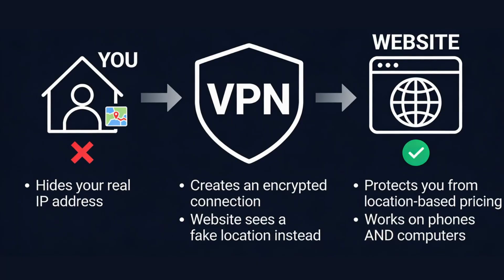VPN is your location shield. So as you can see here, you and your actual location, the VPN creates an encrypted connection so websites see a fake location instead. This protects you from location-based pricing, and it works both on phones and computers.